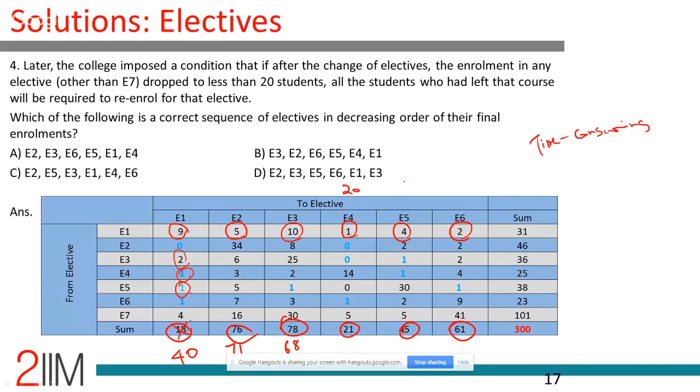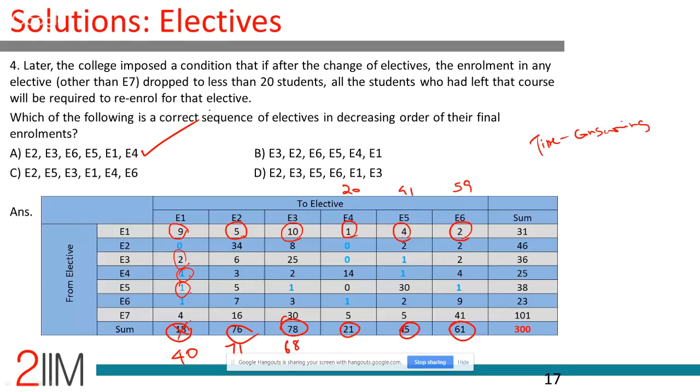E5 will reduce by 4, will go to 41. E6 will reduce by 2, will go to 59. Decreasing order of their final enrollments: the highest would be E2, then E3, then E6, E5, E1, E4. Choice A.